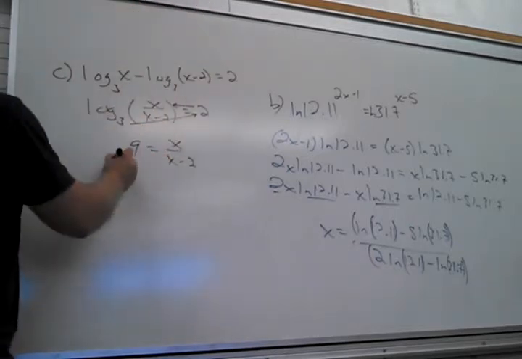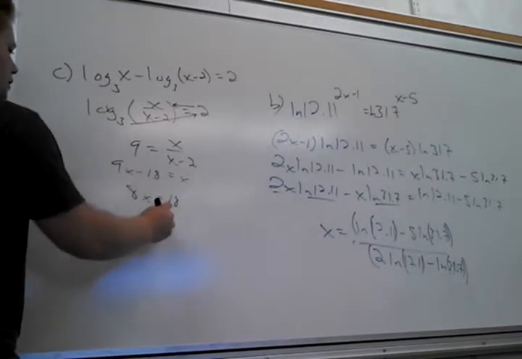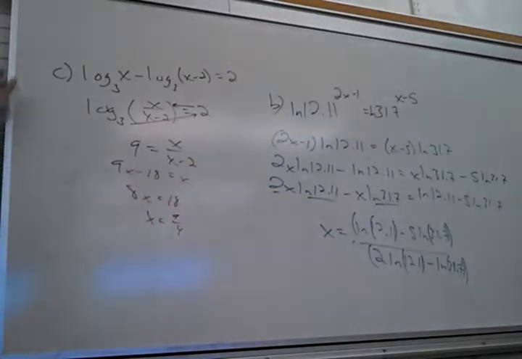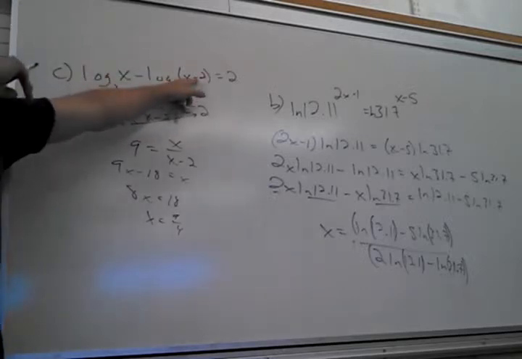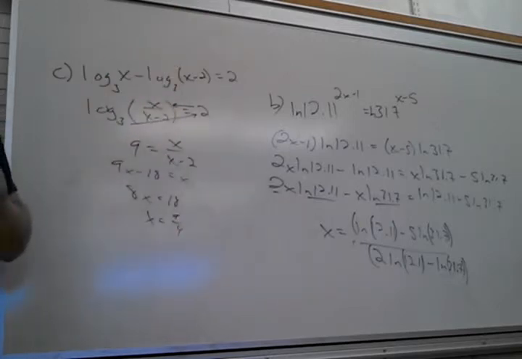So of course we get 9x minus 18 equals x. We get 8x equals 18. x is 9/4. And how is 9/4 compared to 2? Bigger. It's bigger, so that would be fine then, right? If it was 7/4, that would be a problem. Cool. I like it.